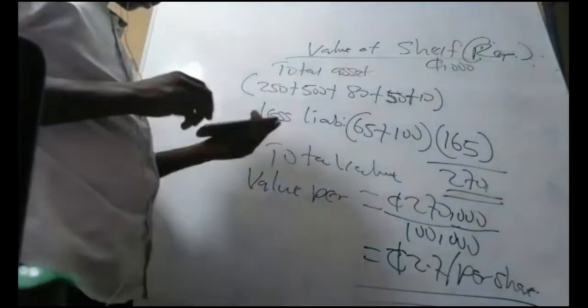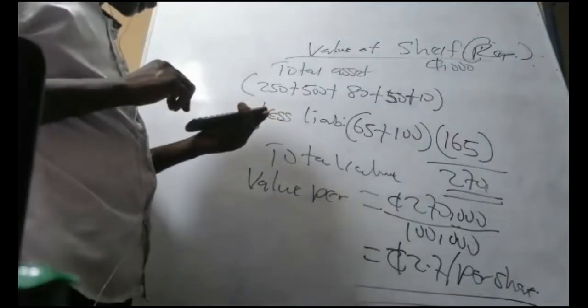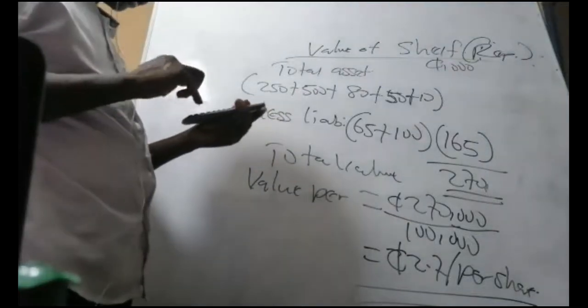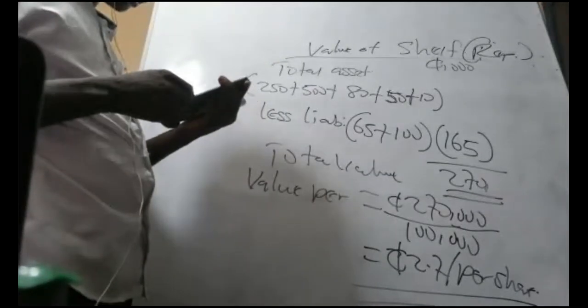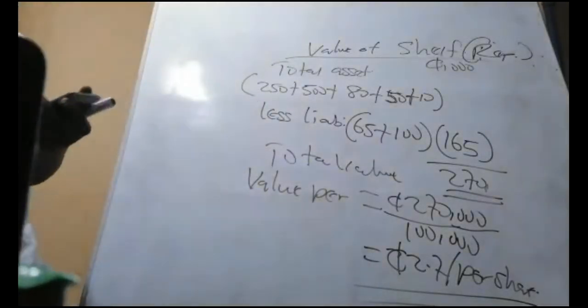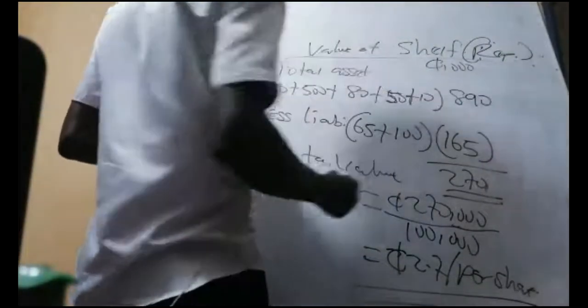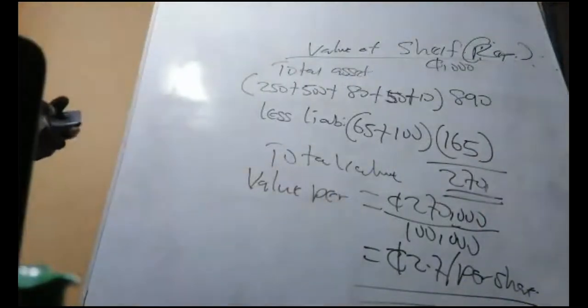Let's go. Okay, so 250 plus 500 plus 80 plus 60, right? Good. That's 890. Did you get that? Good. Perfect. 890 then. So 890 plus 165. 890 plus 165. What do you get?